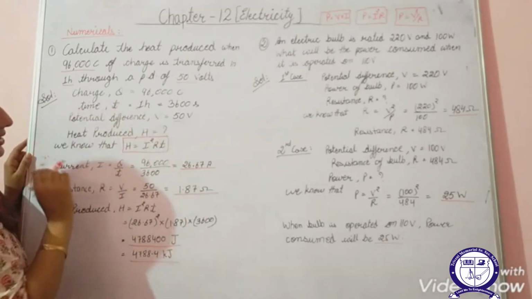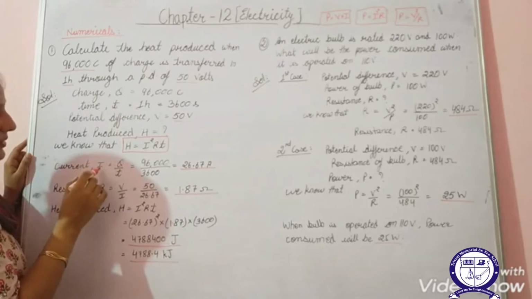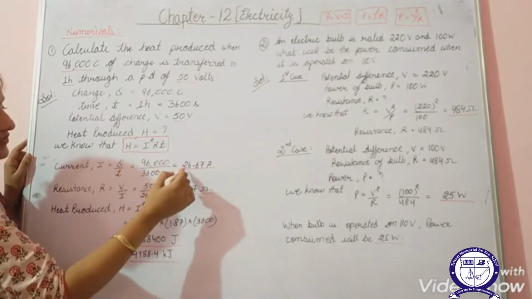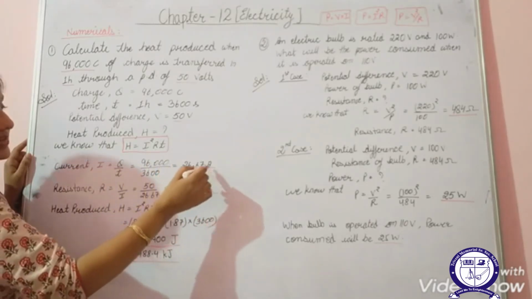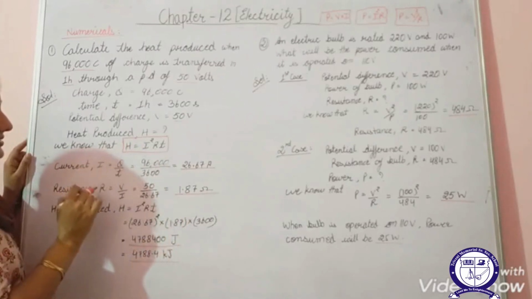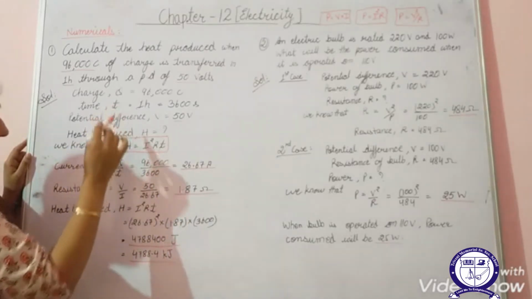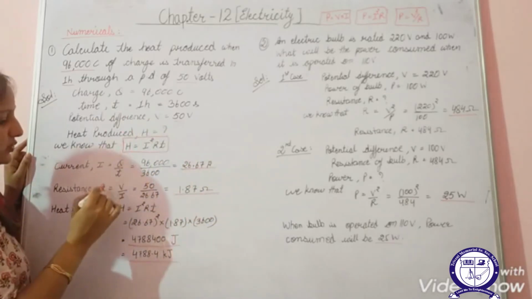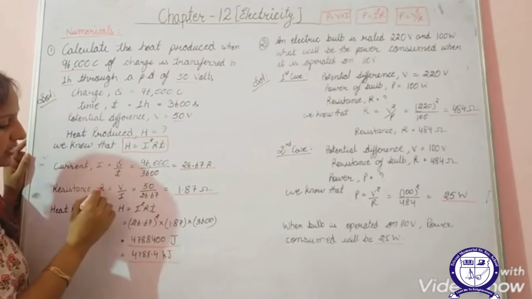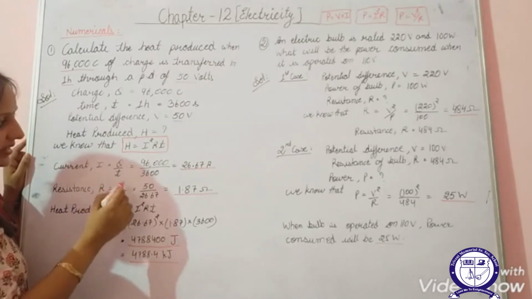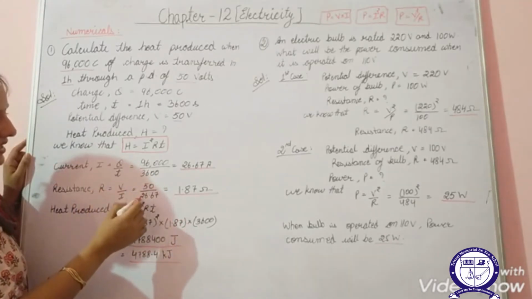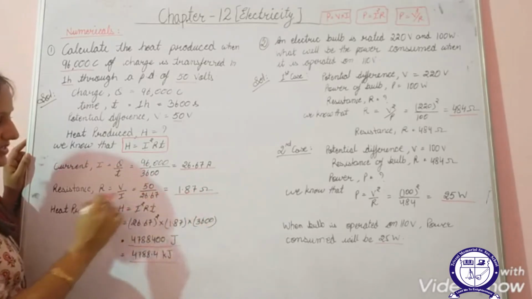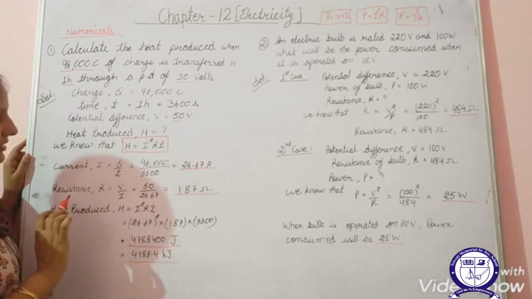First, current. Charge and time are given, so we'll calculate current from the formula I equals Q by T. On substituting these values and solving, we get 26.67 ampere. Next is the resistance. Current we have calculated, and potential difference is given, so we'll calculate resistance using Ohm's law, R equals V by I. On substituting the values of V and I and solving, we get 1.87 ohm. This is the value of resistance.